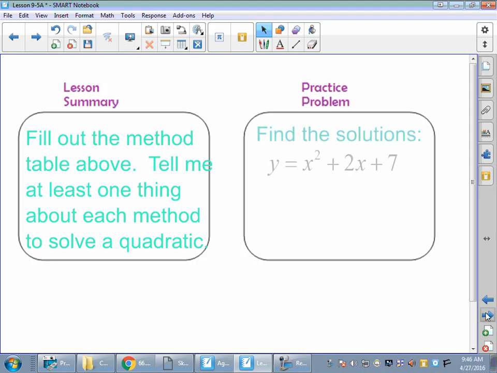I do have a practice problem. I want you to find the solutions for x squared plus 2x plus 7. That's ready to go to identify A, B, and C. And this is the end of section 9.5a.